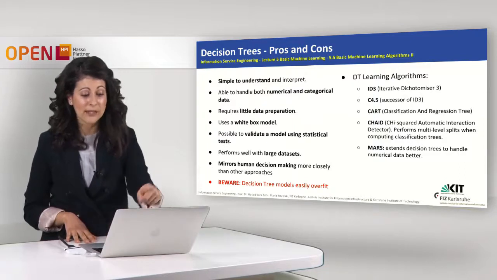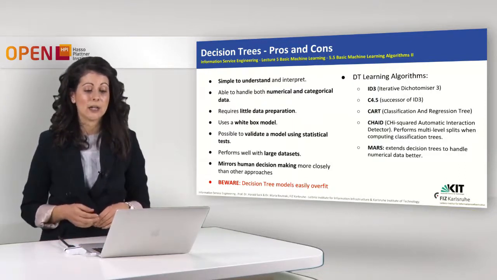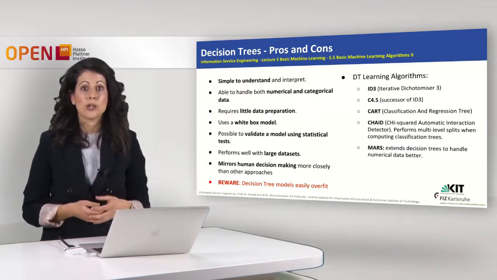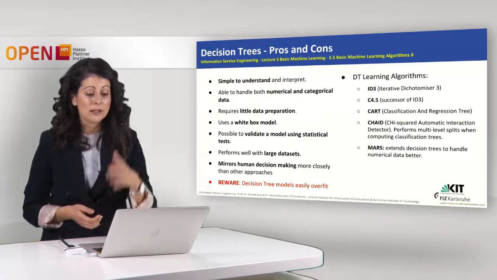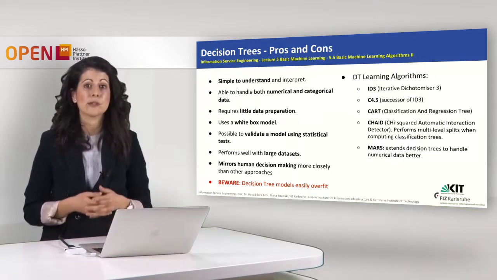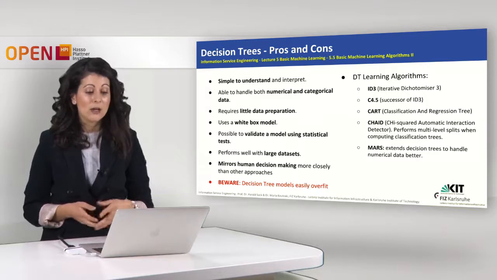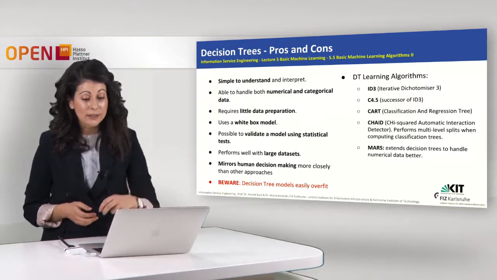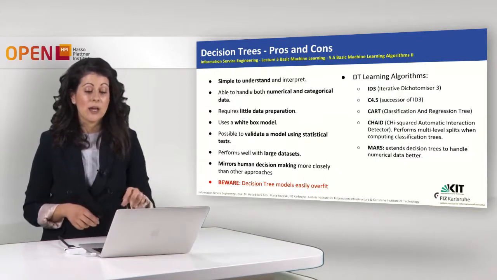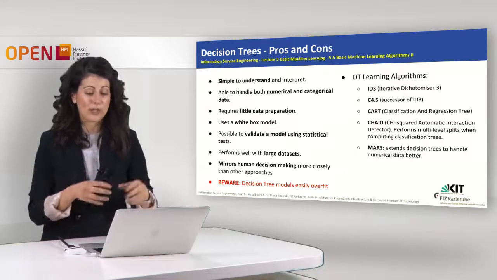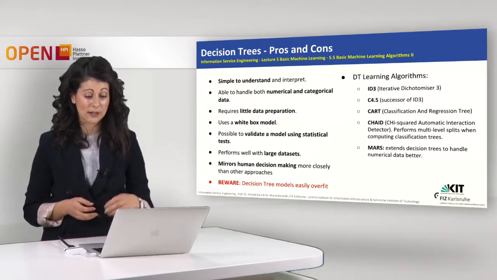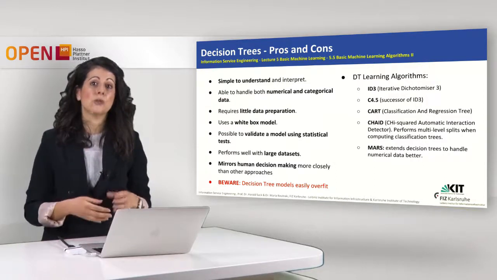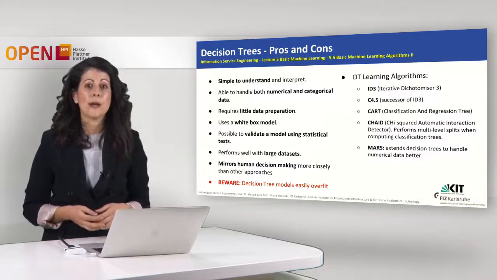And here we have the list of the decision tree learning algorithms you can use. First we have the ID3, which is the algorithm we just presented in this lecture. Then comes the C4.5, which is the successor of ID3. We have also the CART algorithm, which is the classification and regression tree. The CHAID algorithm, which performs multi-level splits when we compute these classification trees. And last we have the MARS algorithm, which extends the decision tree to handle numerical data better.